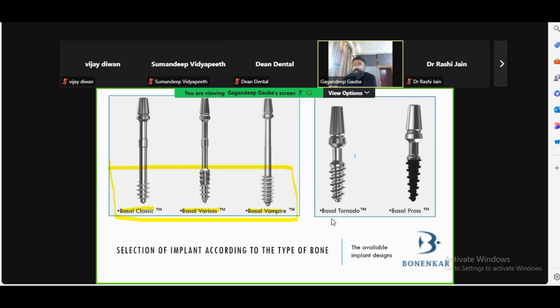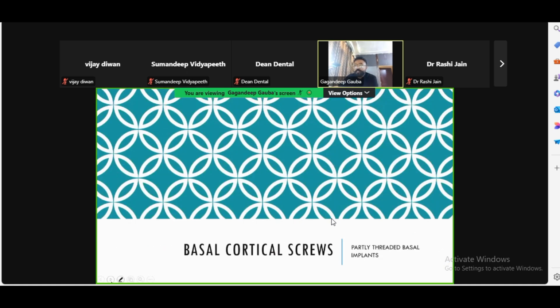And on the compressive side, we have two implant designs. One is the Basal Tornado and one is the Basal Pros. Right, this is the Basal Pros. This is the only rough surface basal implant that is present. The use case will also be studied in the later slides. So now we will be studying these implants one by one.